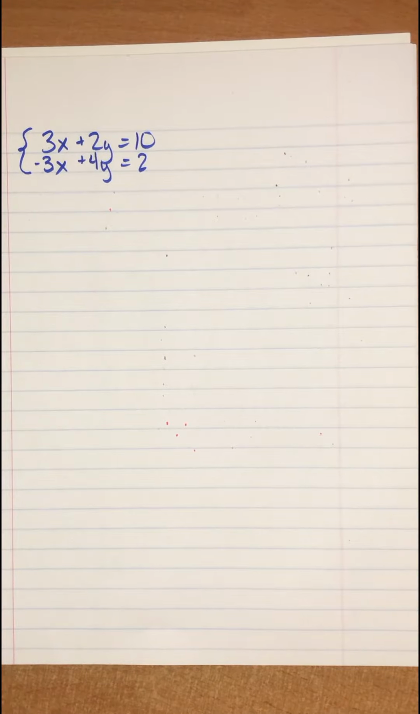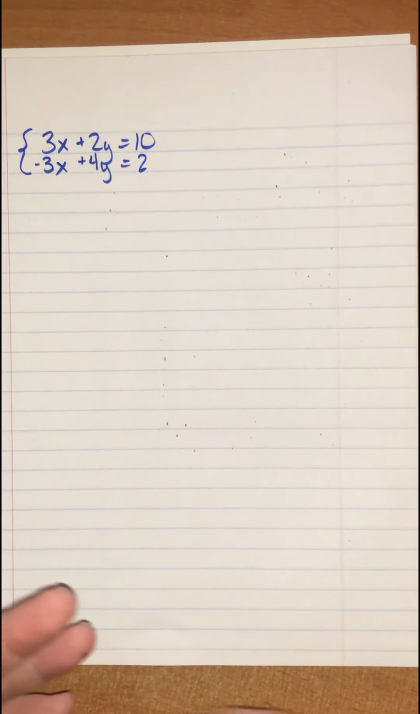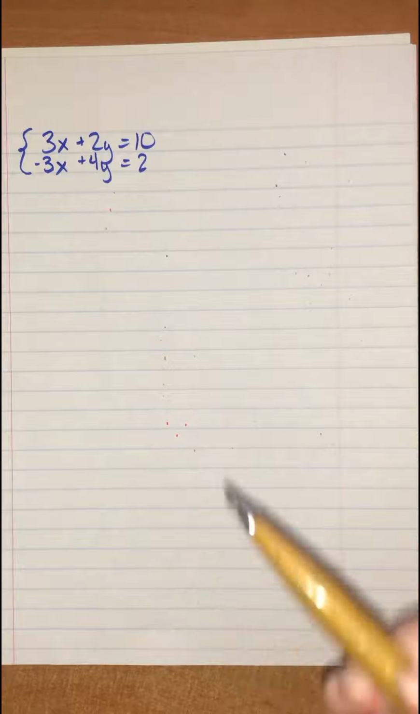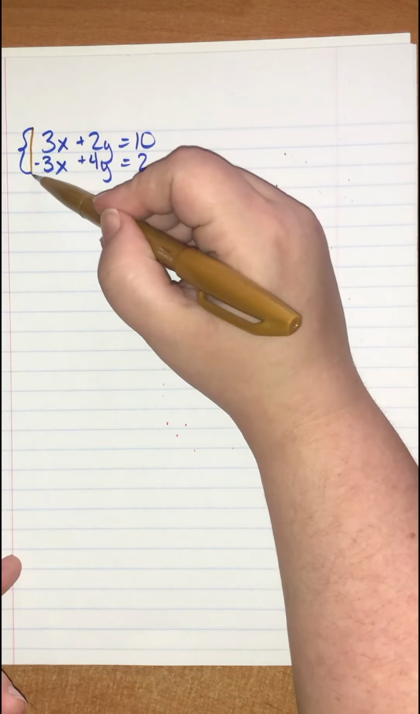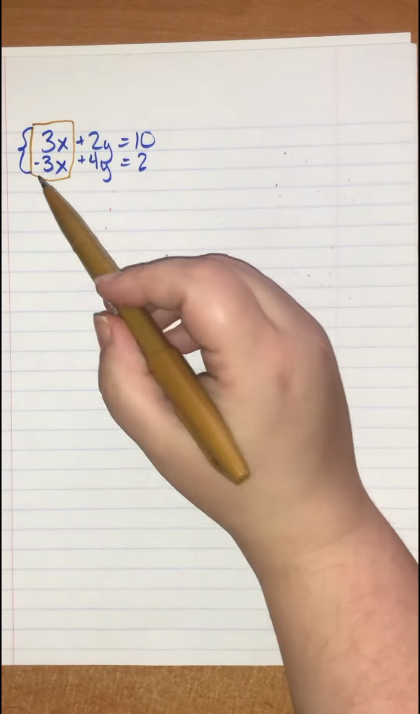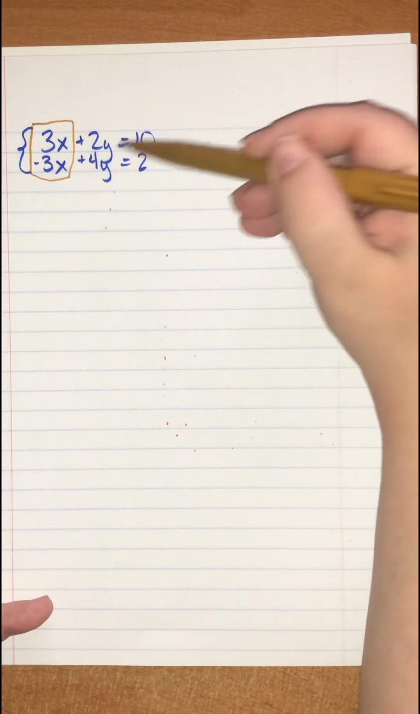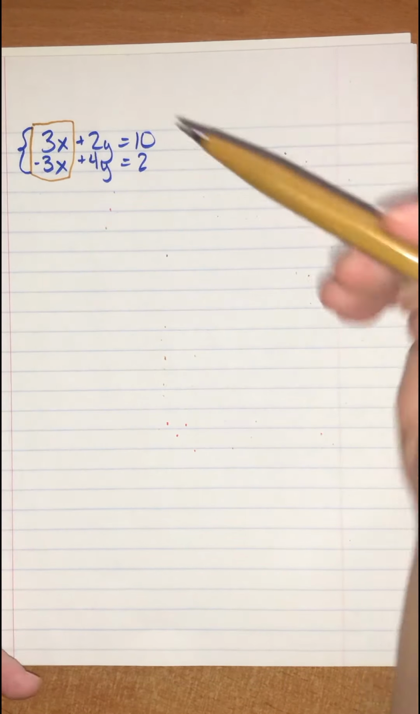So in previous examples, we had looked for an exact same coefficient, meaning the number and the sign were the same, and then we could have used subtraction. Here, you will notice this 3x and negative 3x. The number is the same, but the sign is not the same. Everything else is lined up, our y values, our numerical values.